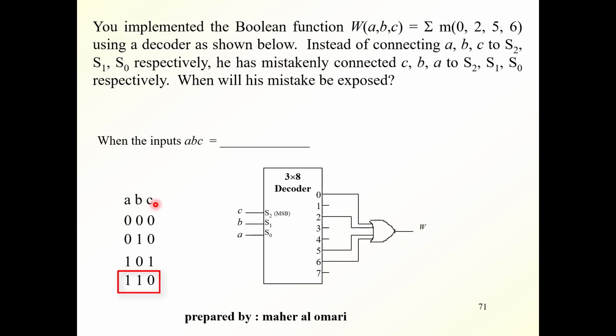In this minterm, which is minterm 6, C will be equal to 0, and B equal to 1, and A equal to 1. But actually here, 1, 1, 0 will make this output go to 1 instead of this output. So W will not come out to be equal to 1. So in this case, only when minterm 6 comes in, the mistake will be noted.